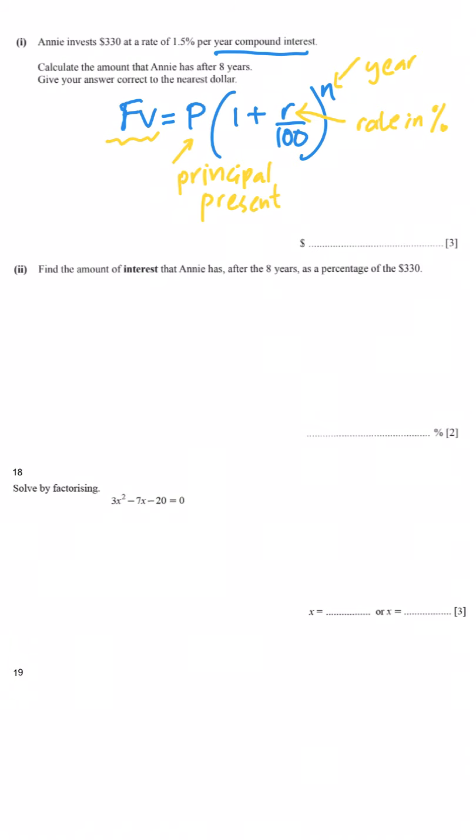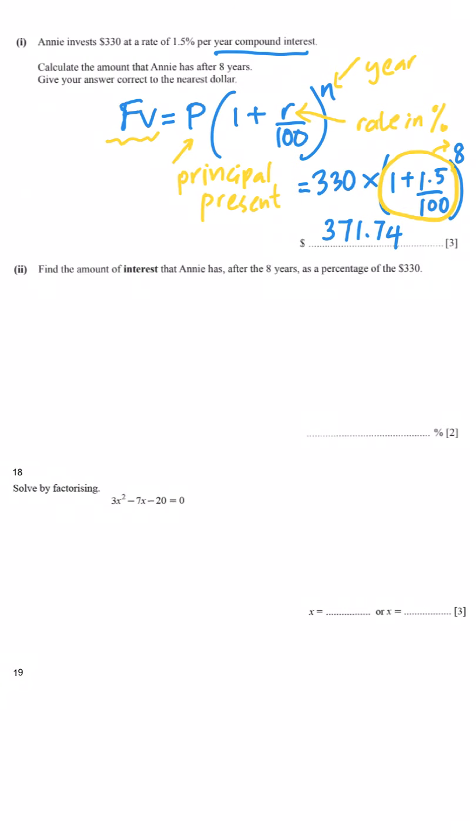So this one, calculate the amount Amy has after 8 years. So 330 multiplied by 1 plus 1.5 divided by 100, to the power of 8. Be careful when you put this into your calculator. Make sure you calculate the bracket correctly and raise it to the power of 8, and only then multiply with 330. So you're going to get $371.74. Yeah, so that's the compound interest.